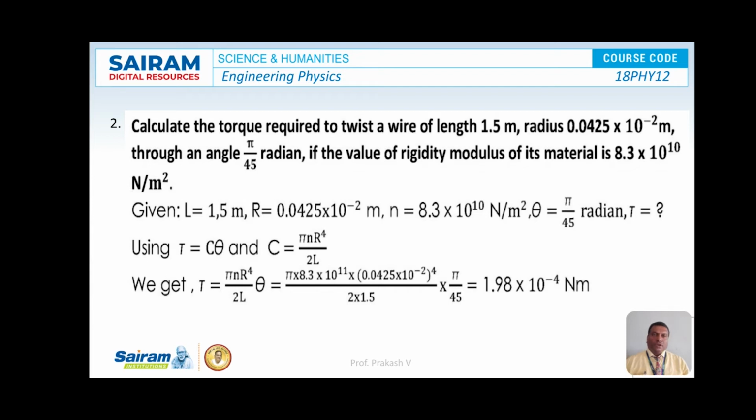We know the formula for torque T is equal to C into theta, where C is pi n r^4 by 2L. Then the value of T can be written as pi n r^4 by 2L into theta. Substitute the value of n, r, theta and L here. So pi into 8.3 × 10^10 into (0.0425 × 10^-2)^4 divided by 2 into 1.5 and multiply that with pi by 45. On simplification, the value of T will be equal to 1.98 × 10^-4 Newton meter. So this is the solution for this problem.